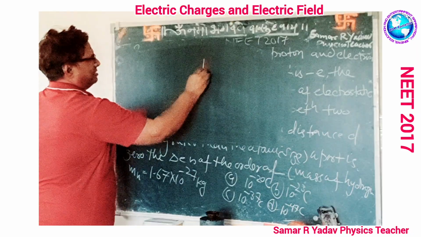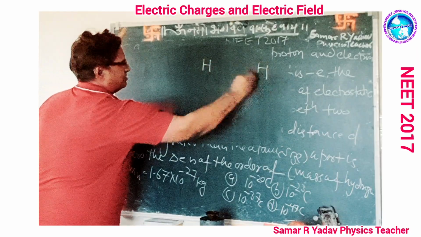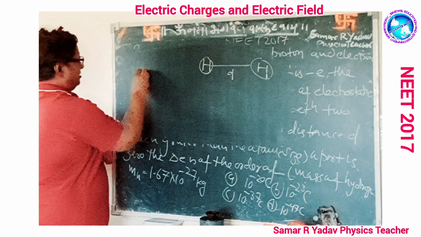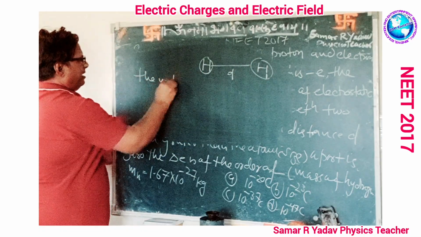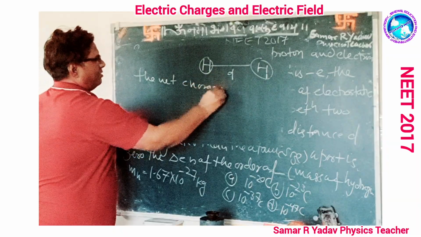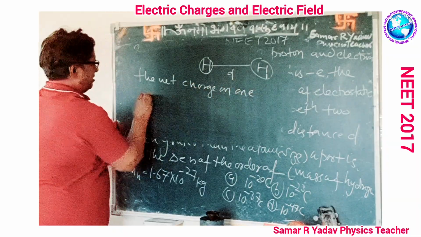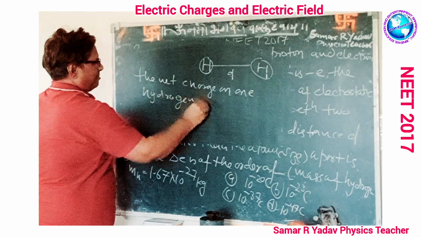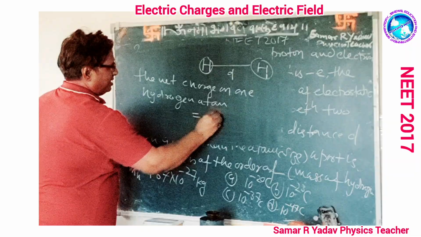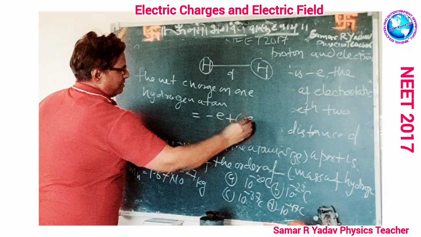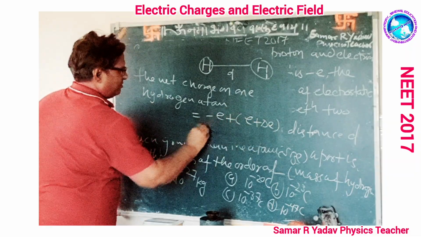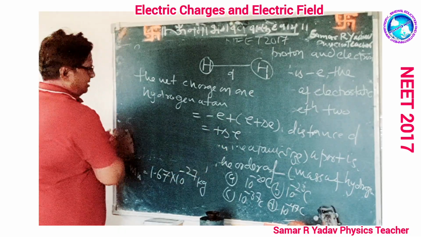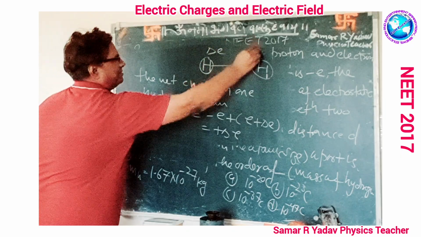Two hydrogen atoms, H and H, placed at a distance d. Now the net charge on one hydrogen atom is equal to minus e plus delta e, which is equal to plus delta e. Therefore each has the charge delta e.